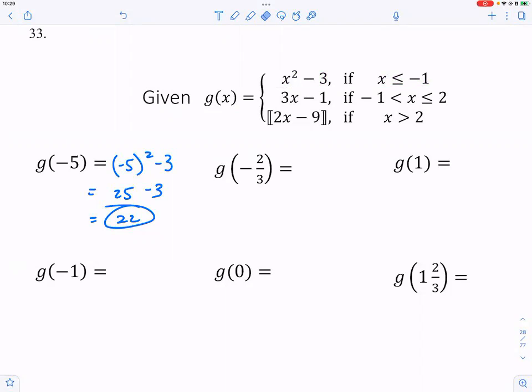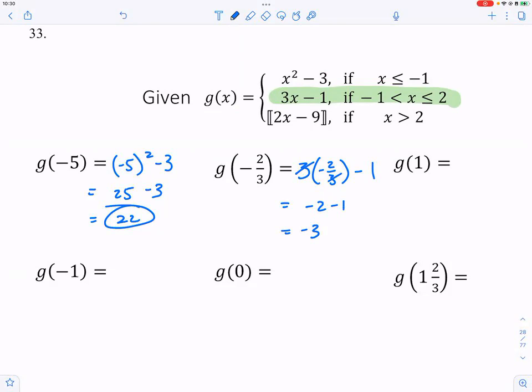All right, second one, g of -2/3. So you look at the g function and the x value is -2/3. So we will use the middle one because -2/3 is just slightly greater than -1. So we'll use the middle equation. Again, we will show our substitution. Like this. So the 3 and the 3 cancel each other out. So you have -2 minus 1, which will give you -3. Okay, g of -2/3 would be -3.